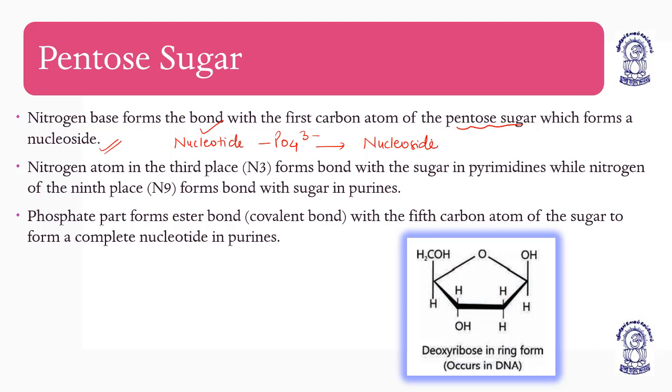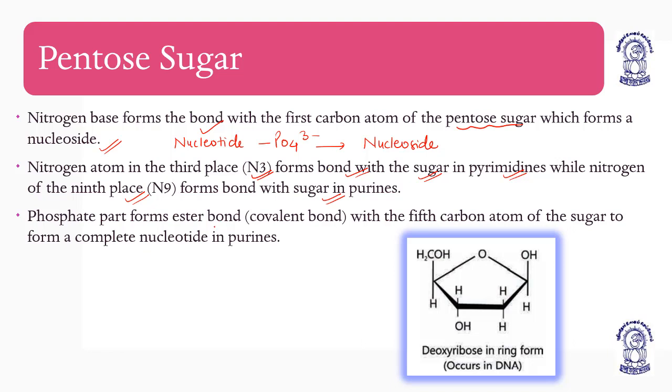The nitrogen atom in the third place, N3, forms a bond with the sugar in pyrimidines, while the nitrogen of the ninth place forms a bond with the sugar in purines. The pentose sugar combines with the third nitrogen atom of the nitrogen base in case of pyrimidines, and in case of purines, the ninth nitrogen atom combines with the pentose sugar.